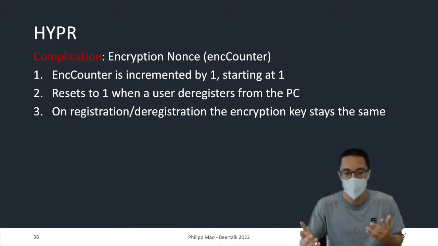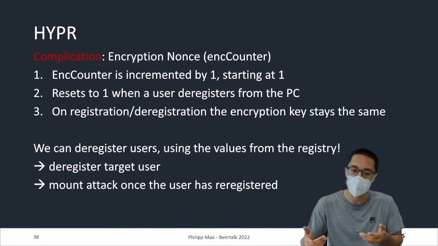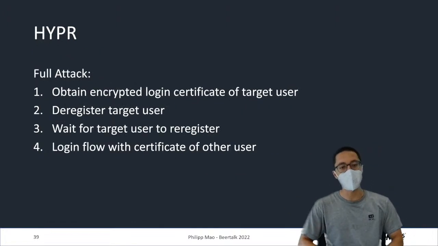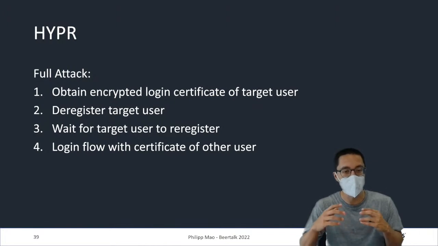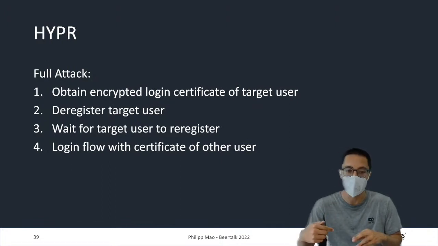And now this is the solution to this enc counter problem. The attacker deregisters the target user, waits for the target user to re-register, and then mounts this attack by reusing the encrypted login certificate. So just to summarize, here's the full attack. The attacker first obtains the encrypted login certificate of the target user. The attacker deregisters the target user. The attacker waits for the target user to re-register. And then the attacker starts a login flow for the target user and then inserts the stolen encrypted login certificate.